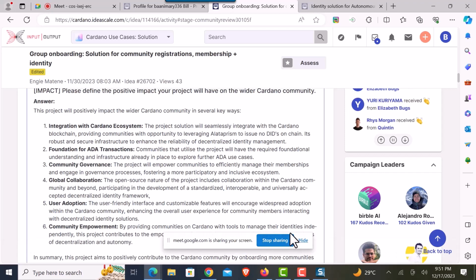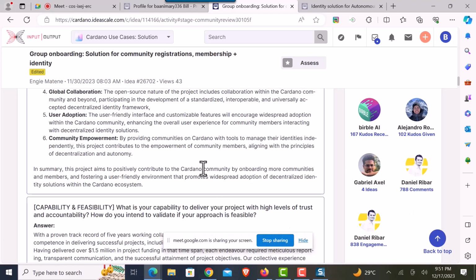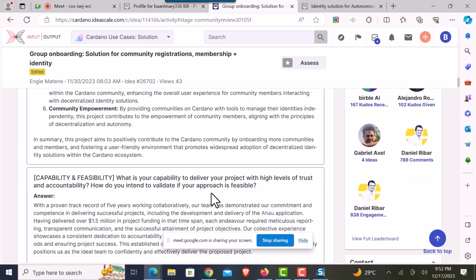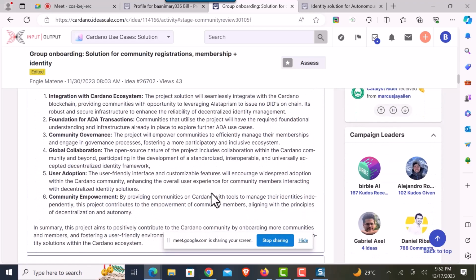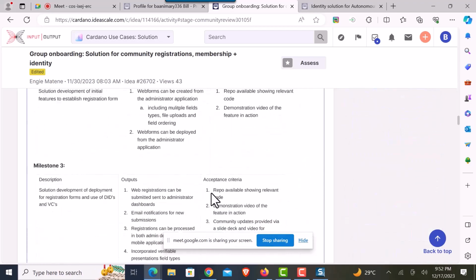Okay, and in summary, this project aims to positively contribute to the Cardano community by onboarding more communities and members and fostering a user-friendly environment that promotes widespread adoption of decentralized identity solutions within the Cardano ecosystem. Okay, so this is a sample statement I'll make under that quickly.